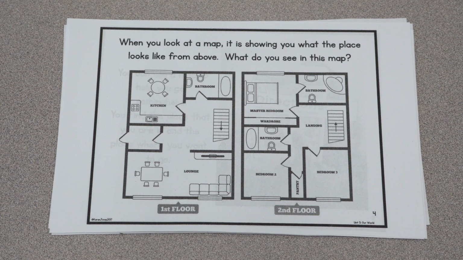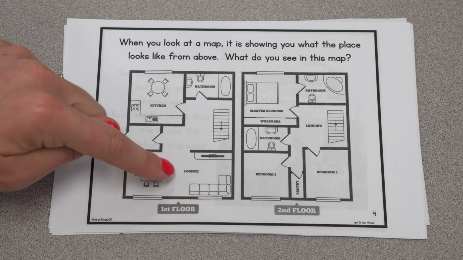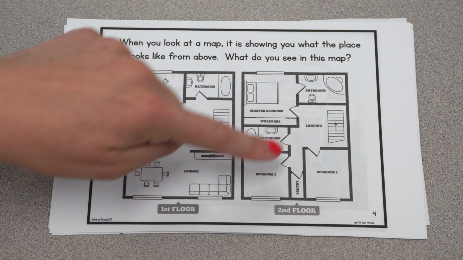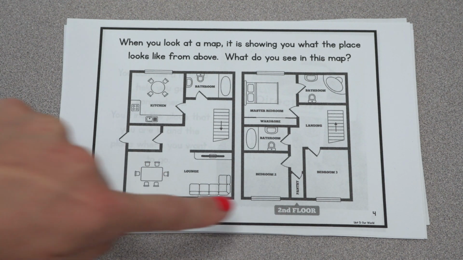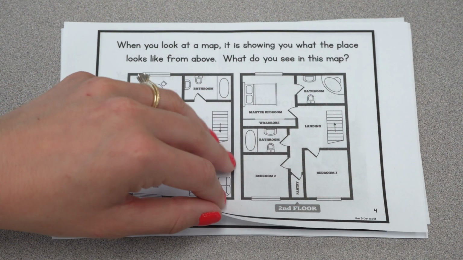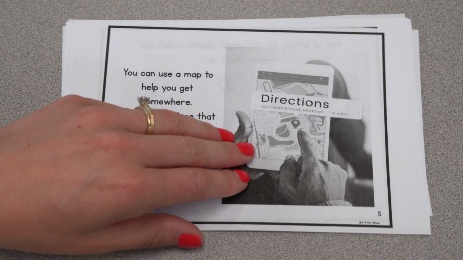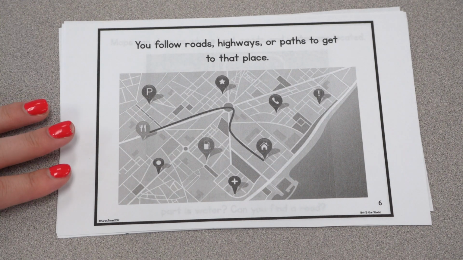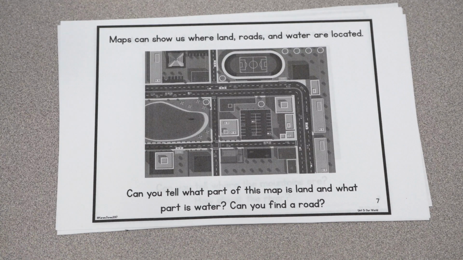What do you see in this map? There's the kitchen, bathroom, lounge, bedroom, landing, pantry, and it also tells you that there's a first and a second floor. So it looks like this is a house. You can use a map to help you get somewhere. You find the place that you are in and the place you want to go. You follow roads, highways, or paths to get to that place.